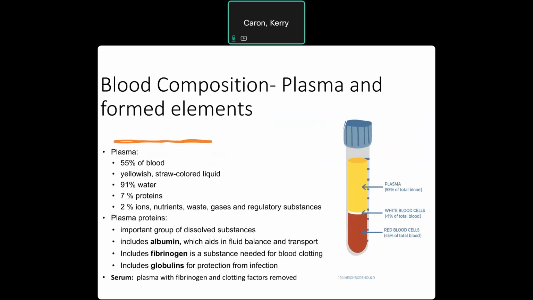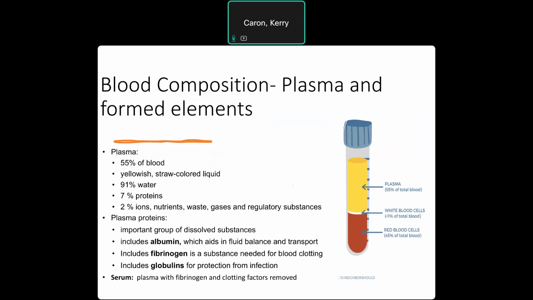Okay, so what is blood composed of? Blood is basically plasma and what we call formed elements. So it's essentially plasma and then everything else. Formed elements are sort of everything else. And plasma is over half of blood. If you look at this vial of blood, it's been centrifuged down. 55% of total blood is blood plasma. And it is yellowish, it is straw colored, it's not red.